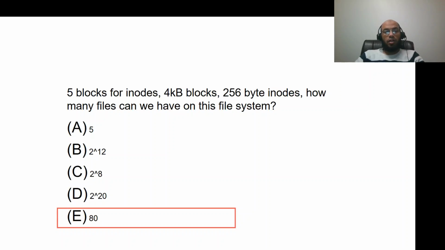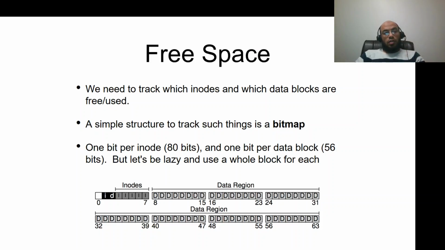So you have 80 files that can be stored on this file system. Now we need to track which inodes and which data blocks are free and used. So there's the inode data, and then you need somewhere to track a bitmap, where you have for each inode 1 bit that says this inode is empty or this inode is full.